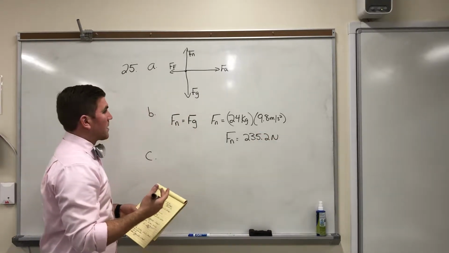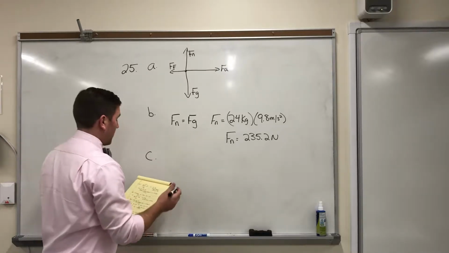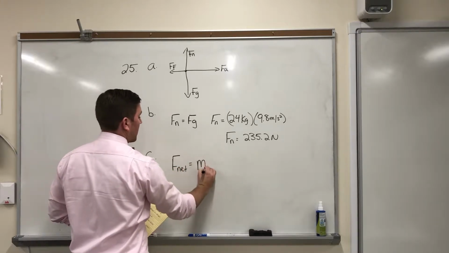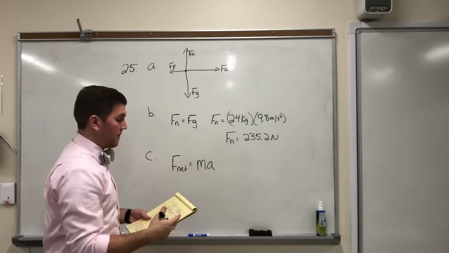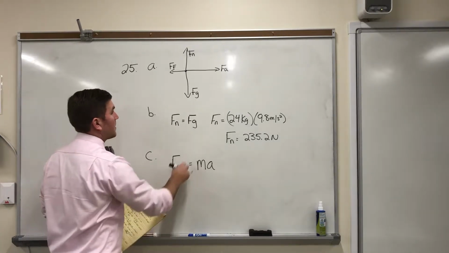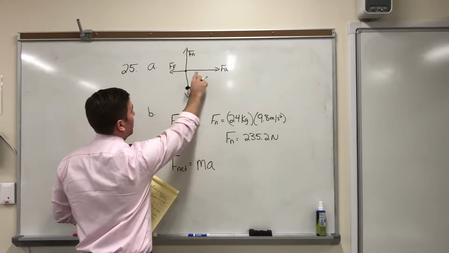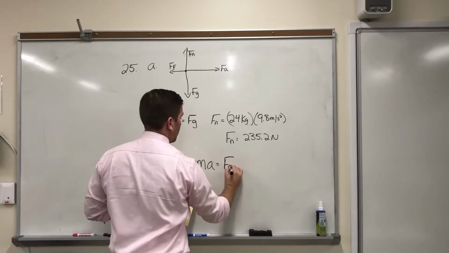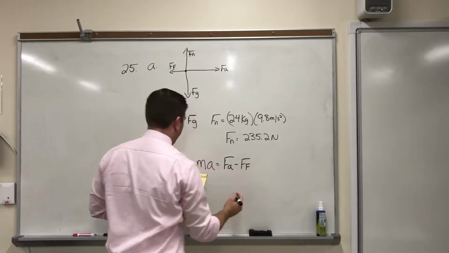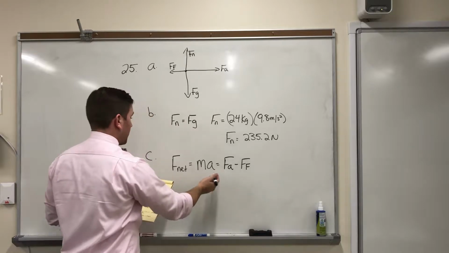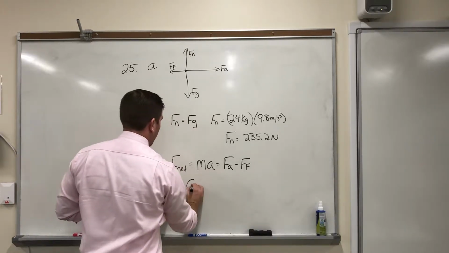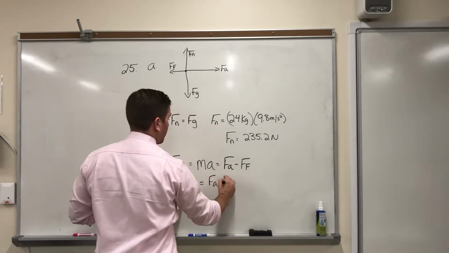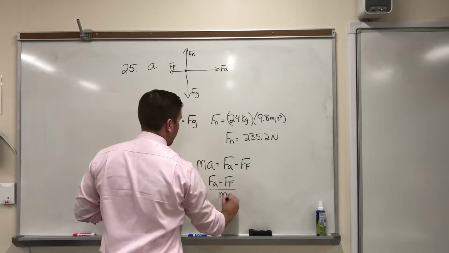Letter C wanted us to find the acceleration of the object. So a little more complicated. The net force is equal to mass times acceleration. This is Newton's second law. I know in this case that the net force is the unbalanced portion of the applied force. So in this case it is the applied force minus the force of friction. So when I start to answer this, I can say that the acceleration is equal to the applied force minus the force of friction divided by the mass.